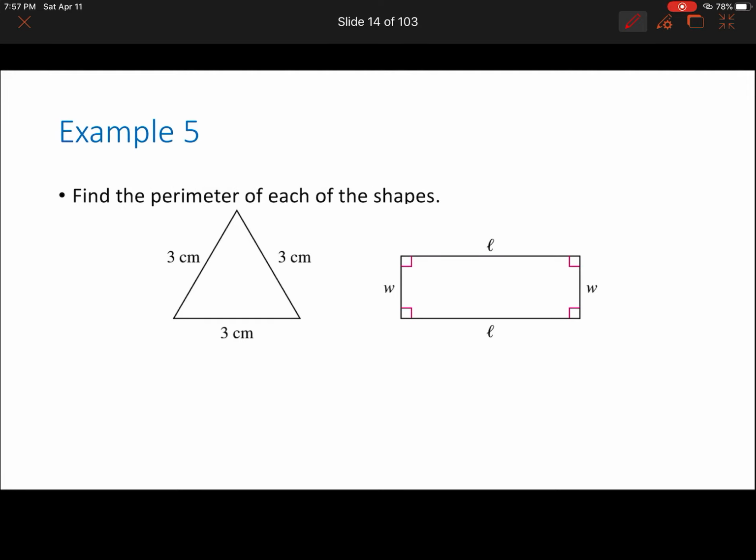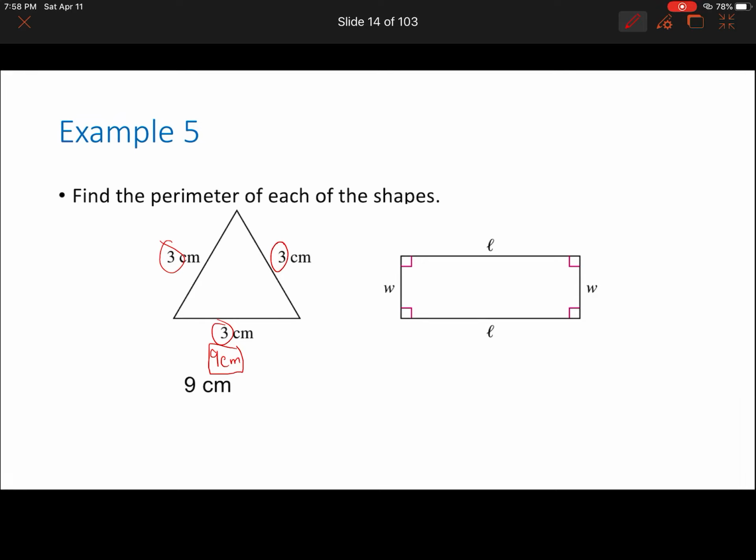So we want to find the perimeter of each of these. And hopefully this isn't a big deal. So if you want to find the perimeter of this triangle, you're going to take this side of 3, this side of 3, and that side of 3. You're going to add them all together, and that gives you the length all the way around the figure. And so when you do, you find out that it is 9 centimeters.